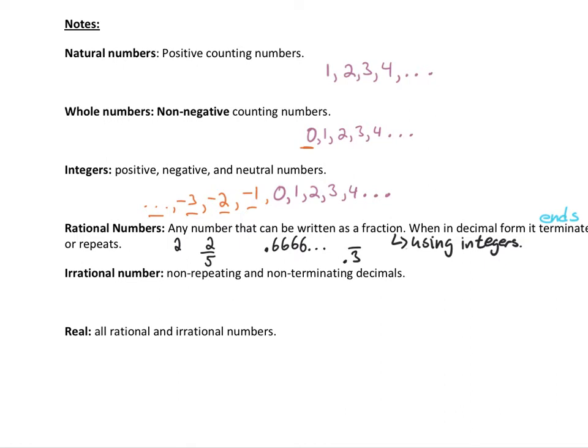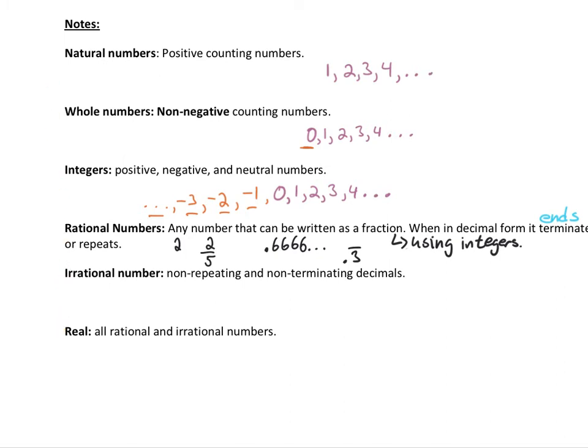Now, an irrational number is a non-repeating and non-terminating decimal. But we're not always going to see them like that. Sometimes we're going to see them in other forms, and we have to be able to recognize them no matter if they have been changed to a decimal or not. Let's go back up to the top. Actually, I'll just talk about this really quick. Real numbers are all rational and irrational numbers, so that includes all of these.